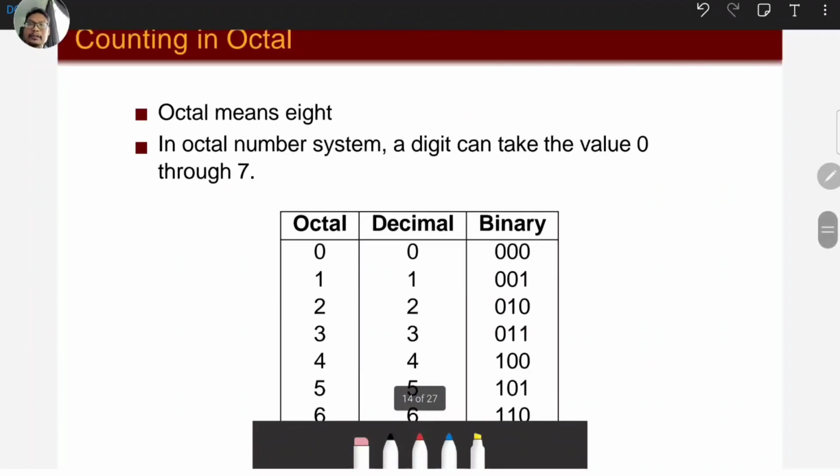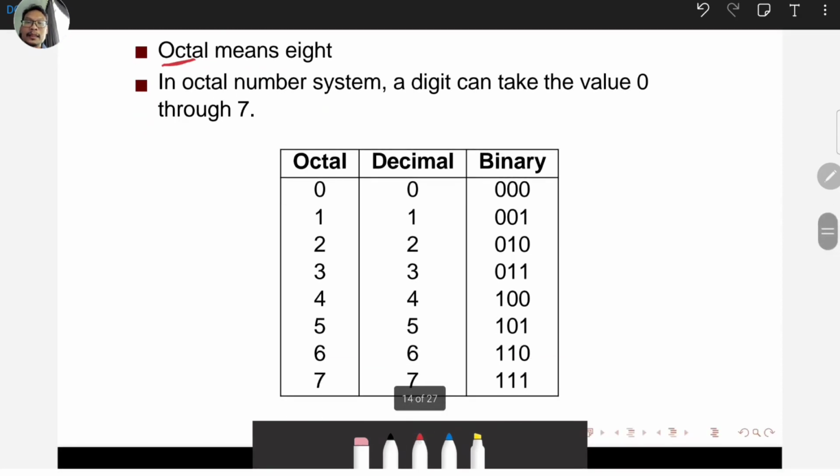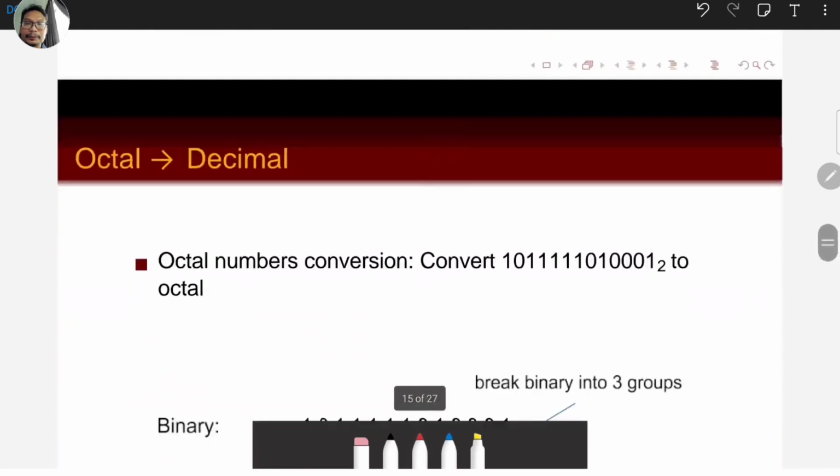Okay, let's look at the octal number. Octal here means 8, quite obvious. In the octal number system, a digit can take the value of 0 through 7. So the maximum digit you can take is 7. You cannot take the value of 8. And this is the equivalent binary, and this is the equivalent decimal.